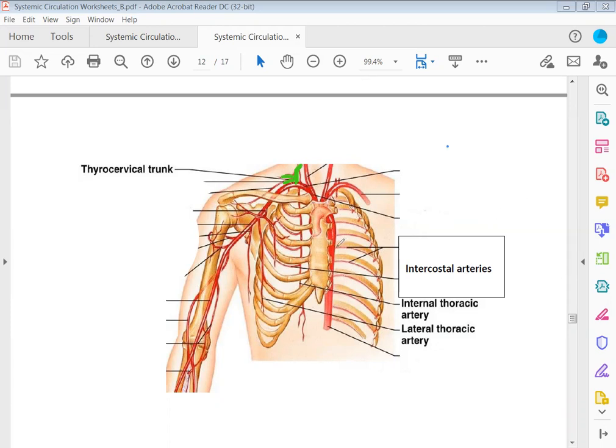Then just like in our veins, we have these arteries that come between each of the ribs.